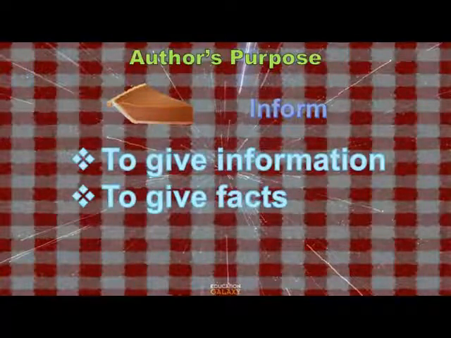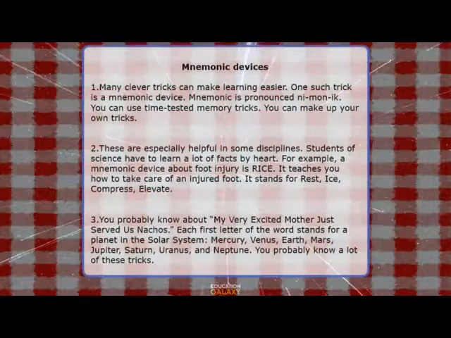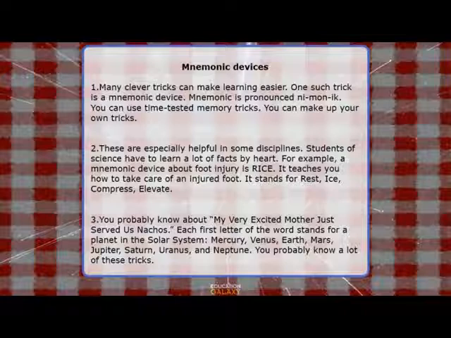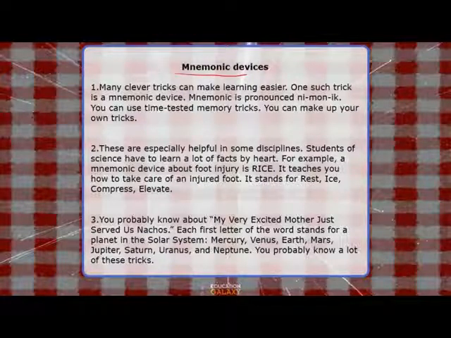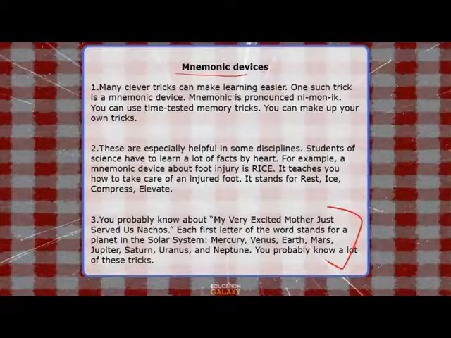This is the most common author's purpose, to inform. In informational text, authors try to give you information and facts. Let's look at this one for example. This passage about mnemonic devices gives you information and facts about what mnemonic devices are. And it also tells you more by giving some examples of some mnemonic devices.